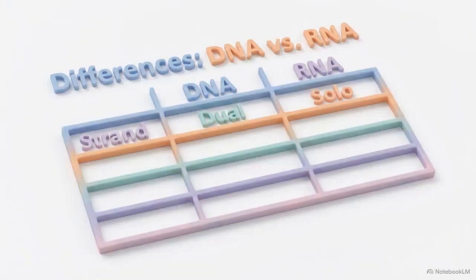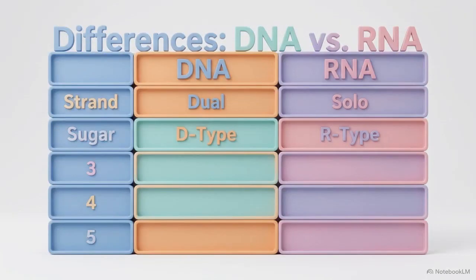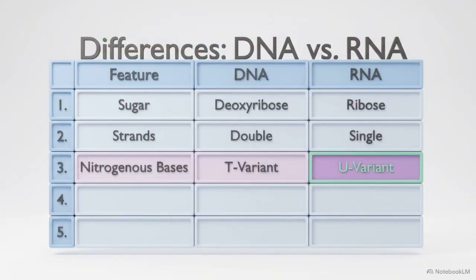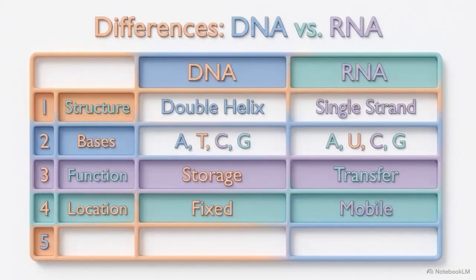Row 1 is morphological. DNA is double-stranded, while RNA is single-stranded. Row 2 is chemical. DNA uses deoxyribose sugar, and RNA uses ribose. For row 3, DNA relies on adenine, thymine, guanine, and cytosine. RNA swaps out thymine for uracil. Row 4 details their location. DNA is trapped inside the nucleus, whereas RNA moves freely between the nucleus and the cytoplasm.